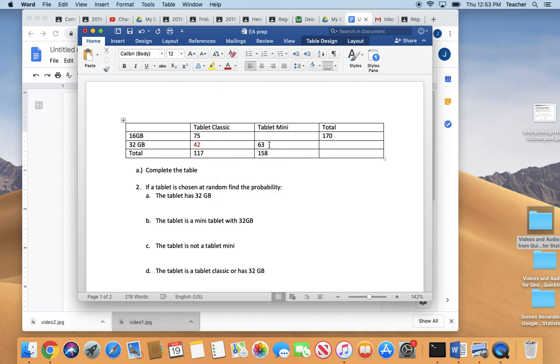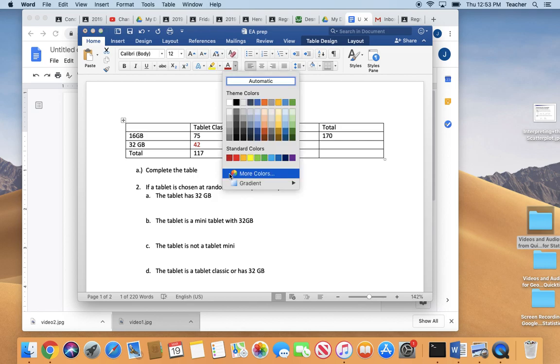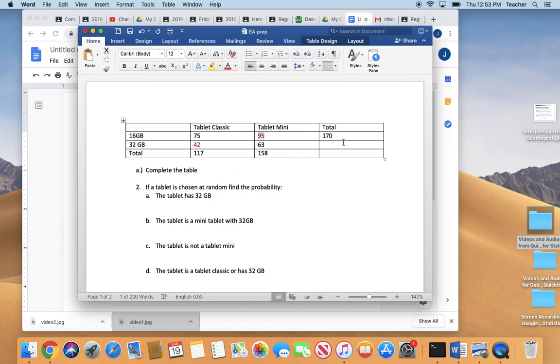So here again, the tablet minis, they gave me the total is 158. So I know that whatever this 16 gigabyte tablet mini is, plus 63 gives me 158. So if I take 158 minus 63, I get 95. So this right here, when I fill it in, is 95.